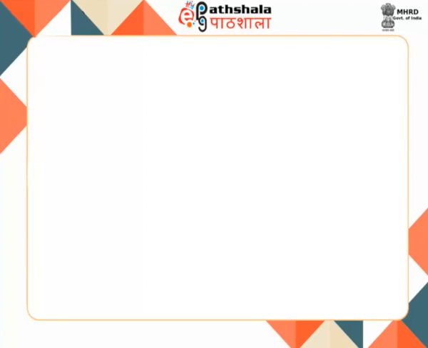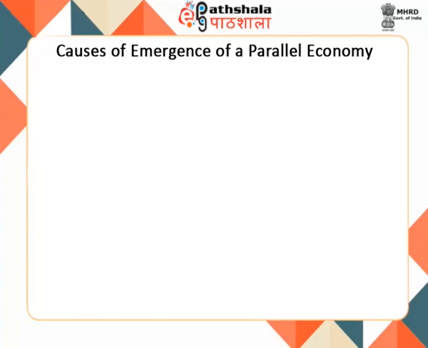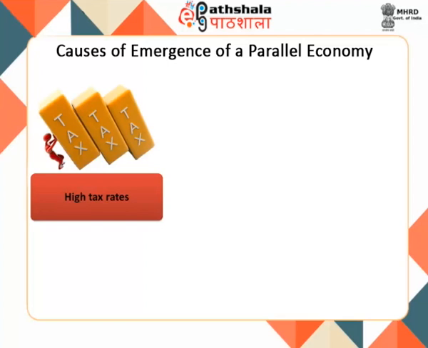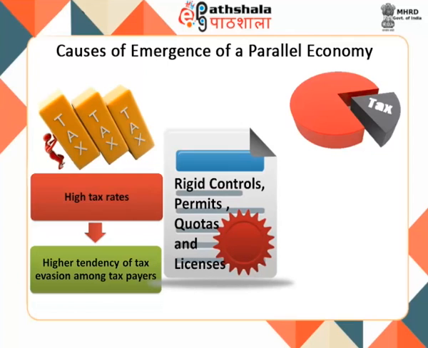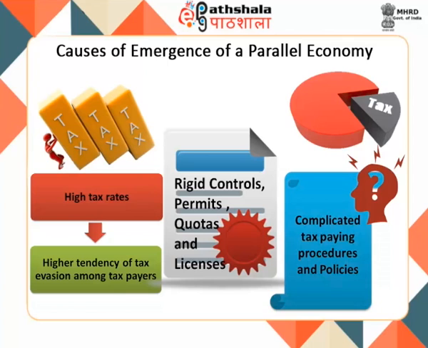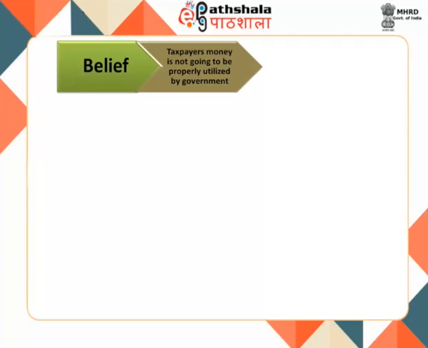Let us now discuss the causes of emergence of a parallel economy. A parallel economy can come into existence due to various reasons. High tax rates implemented by the government, which results in a higher tendency of tax evasion among taxpayers. Prevalence of rigid controls, permits, quotas, and licenses. Complicated tax paying procedures and policies. The belief that taxpayers' money is not going to be properly utilized by government as trust on government is less.